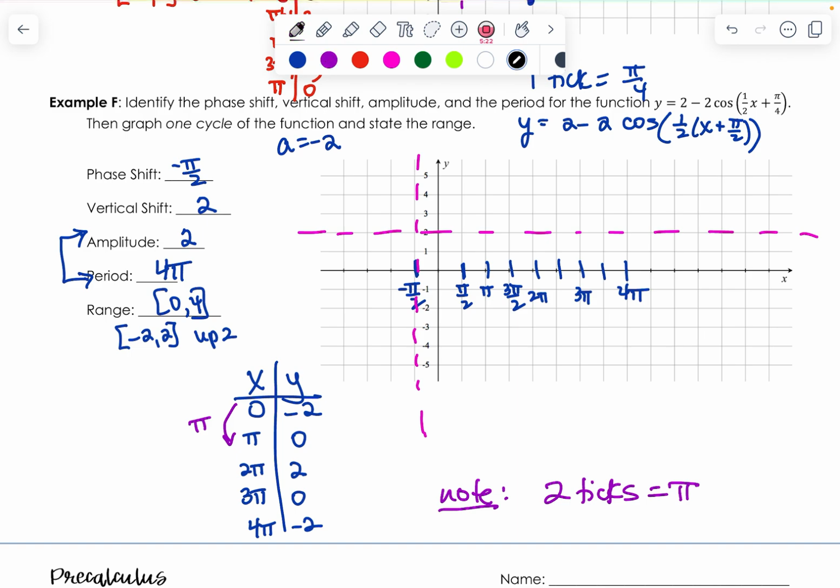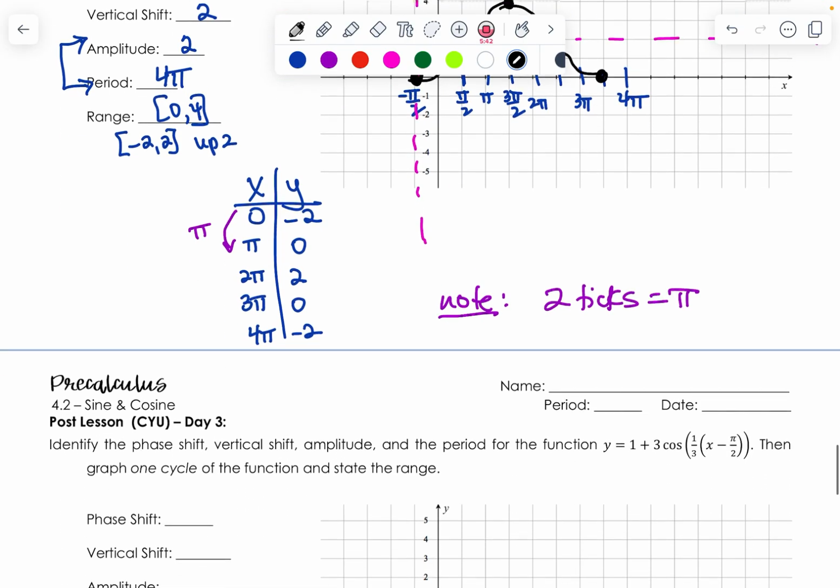All right, so here we go. This is going to go 0, -2, so that's down here. I count 2 ticks up to 0, count 2 ticks, up 2 more. 2 ticks is 0, 2 ticks is down 2. And there you have it.